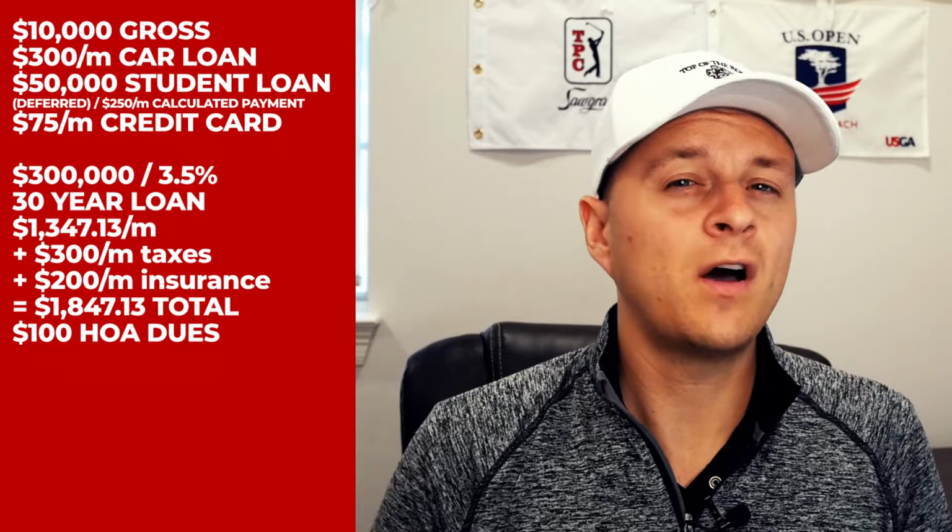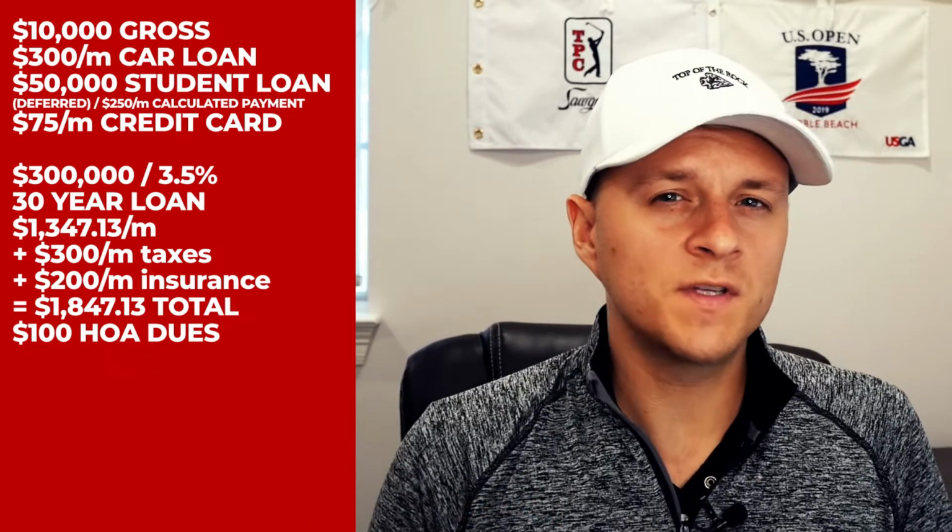$1,347.13. Let's say taxes and insurance for this house, the taxes are $3,600 a year, which would be $300 a month, and the insurance is $2,400 a year, which would be $200 a month. That would make your total mortgage payment $1,847.13. In this scenario, let's say that there are HOA dues of $100 monthly.